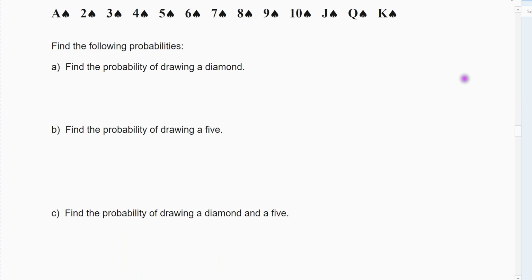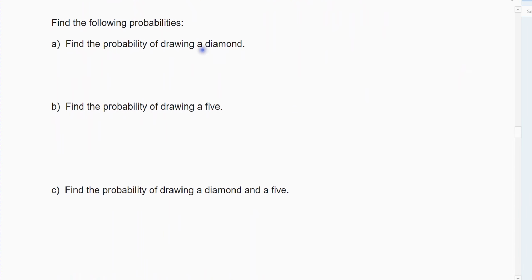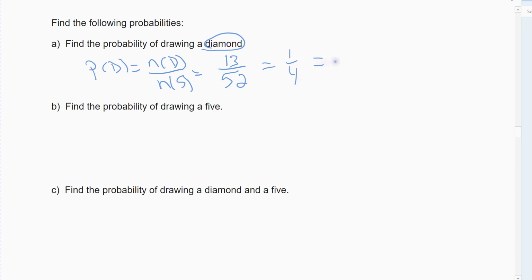Alright, find the probabilities of drawing a diamond. Well, the probability you get a diamond would be the number of diamonds out of my universal set. Out of the 52 cards, there are 13 diamonds, which reduces down to 1/4, or 0.25, right? A quarter of the deck is diamonds. So if you were trying to get a diamond, when you draw a card, you have a 25% chance of getting that diamond.